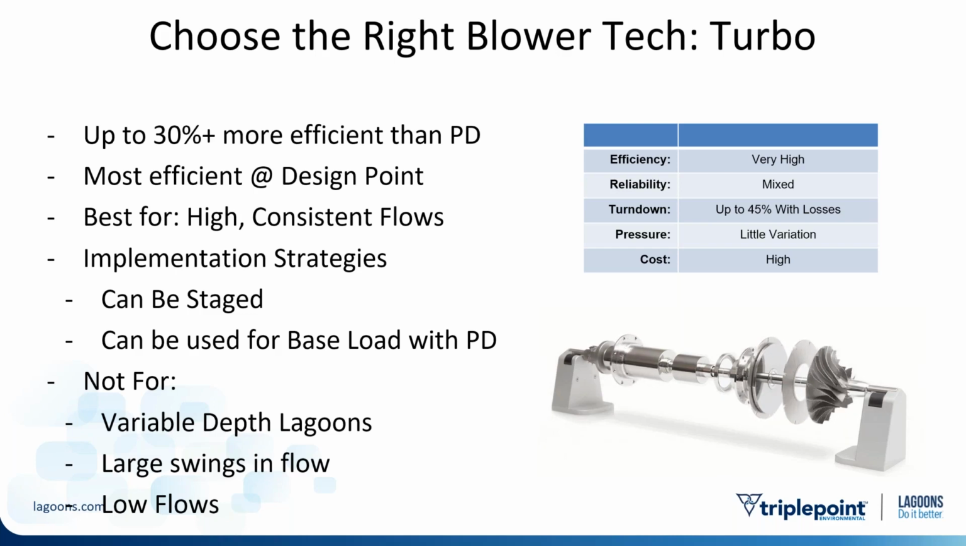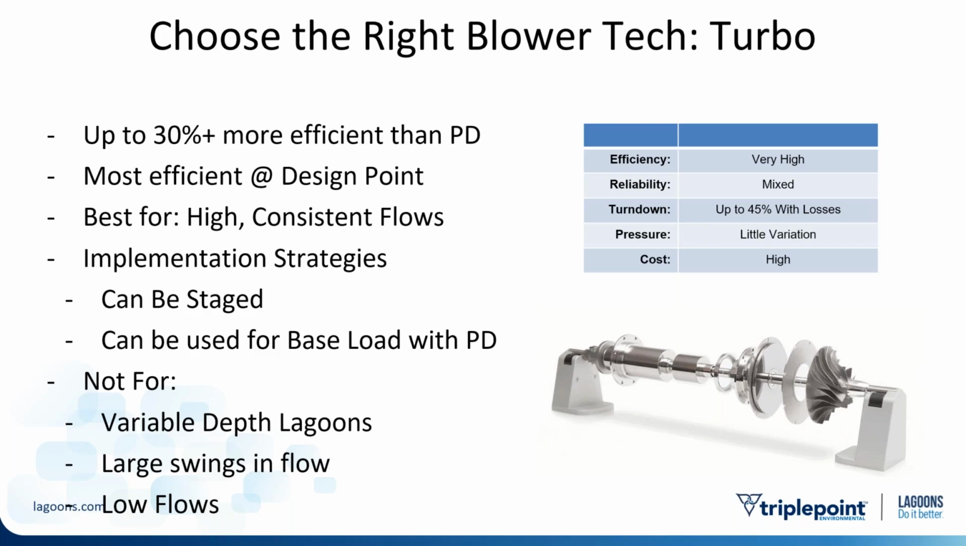And they can also be implemented in stages. So if you say, I need between 2 and 5,000 SCFM, you can have multiple 2000 SCFM blowers that you turn on and you run consistently to get close to what your needs are. But they're not good for variable depths. If you have a lagoon that's going from 6 to 15 feet, these don't like it. They go into surge and essentially air spills back out, and they simply just don't work.